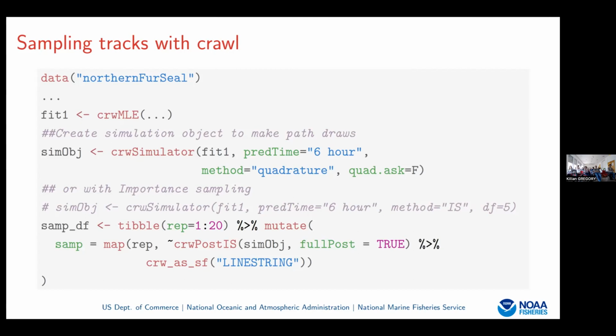If you wanted to do the importance sample, you could say importance sample here. And then all it does, each time you call that, is draw one of those tracks out there. Each time you call it, it draws a track. And here we're converting it to a linestring sf object just so I can plot it in there.